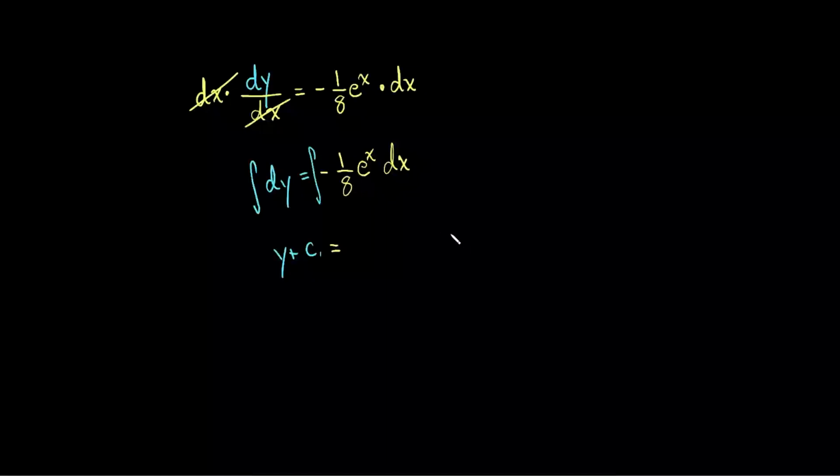The integral of e to the x is just e to the x. So we're left with negative 1 over 8 times e to the x plus some constant c2. Now what do we do from here? We can distribute this negative 1 over 8, and I'm left with negative 1 over 8 e to the x plus negative 1 over 8 times some constant. A constant times some constant is just another constant. We can just call it c2 again, just some other constant.